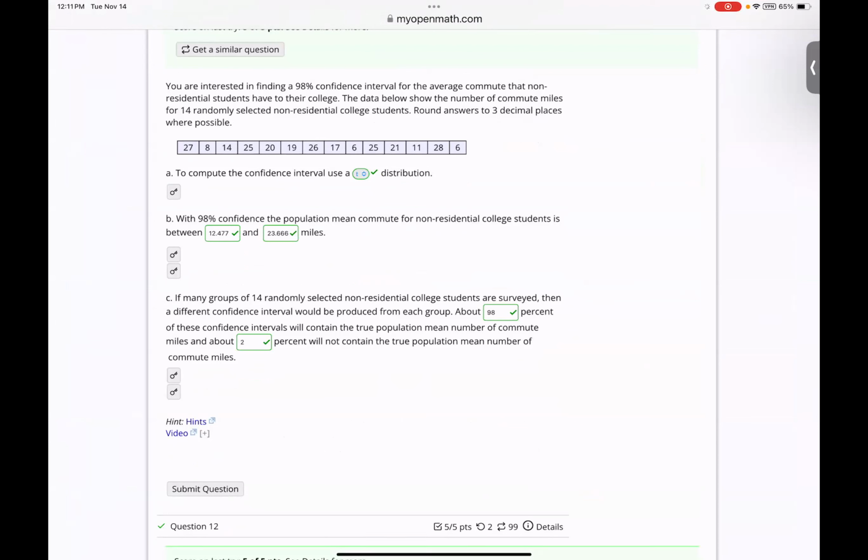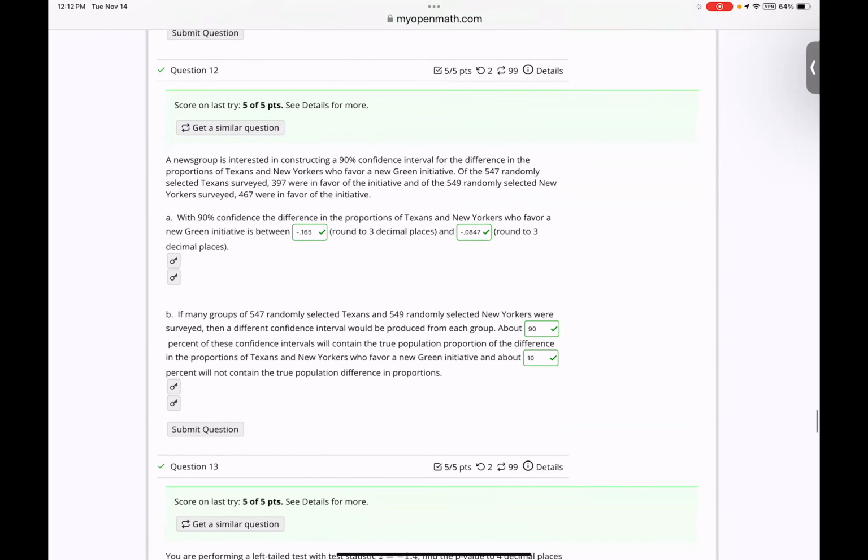and over again, we are 98% confident that the true population mean would be somewhere in between those two values. So about 98% of these confidence intervals would actually contain that true population mean. And 2% wouldn't. If 98% would, 2% would not. Question 12.